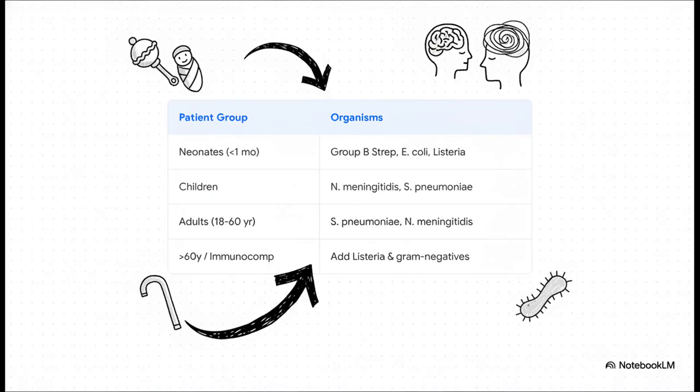Board exams absolutely love testing demographics. You need to immediately link the patient's age to the most likely organism. Notice how S. pneumoniae and N. meningitidis dominate those middle age brackets? But look at the top and bottom rows. You have to immediately link a neonate under 1 month, or a patient over 60, to Listeria monocytogenes in your mind. As we'll see in just a second, identifying that high risk for Listeria completely changes your empirical treatment plan.